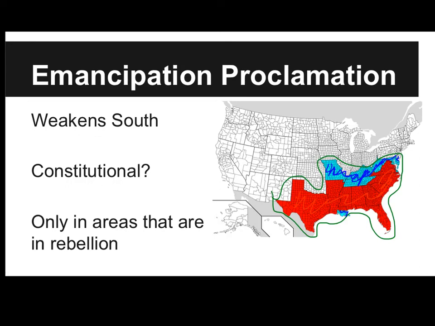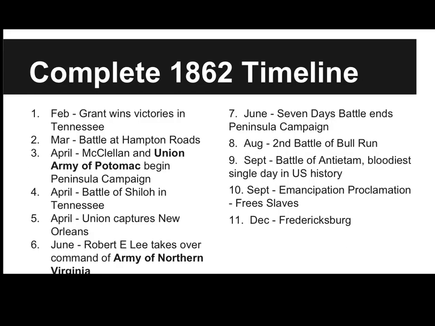But as the Union armies go deeper and deeper into the Confederacy, there will be more and more slaves that are freed, and more of this red that you see here will turn white, which means free on this map. Here we are. This is a complete timeline of 1862. We talked about different chunks and we looked at different geography, but take a look at this in greater detail if you want to see it all put together.